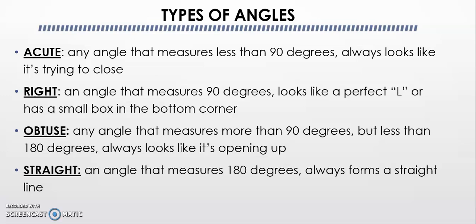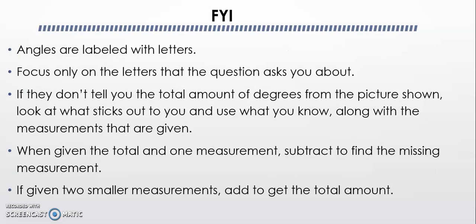Obtuse angles measure more than 90 but less than 180 degrees. Always looks as if it's trying to open up all the way. And then we all know straight angles, of course, is just a straight line, but they always measure 180 degrees.